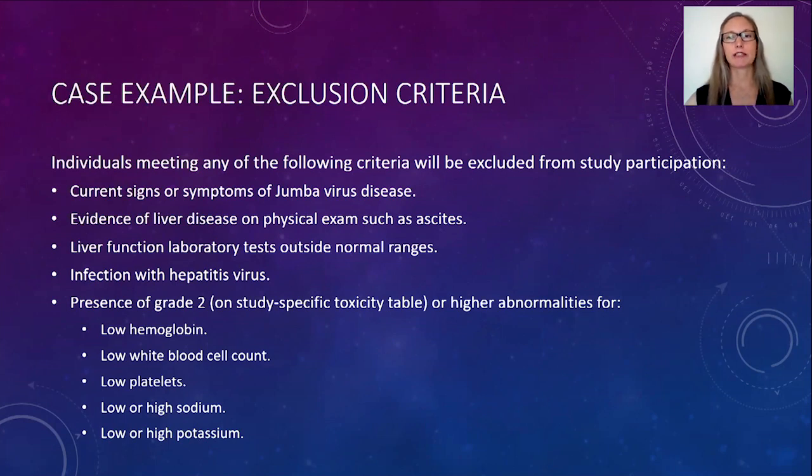Since our primary objective is to study the effect of the investigational drug in survivors of jumbo virus disease, we would want to exclude anyone with current active disease. Also, thinking about our considerations about potential liver toxicity, we would also want to exclude anyone with evidence of liver disease on physical exam or abnormal liver function tests, as well as individuals with hepatitis infection.